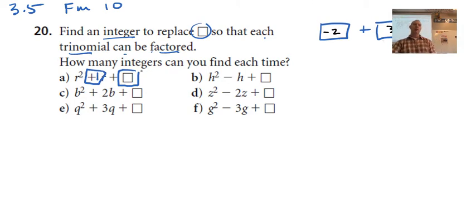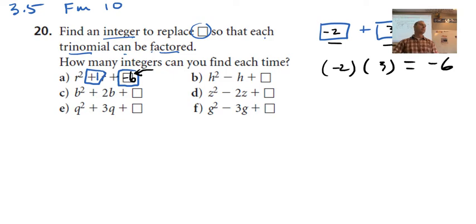So what would this number be then? Because remember, this number here has to be the product of these two. Negative 2 times 3 equals negative 6. So that's one number that could go in the blank. So that one doesn't have to be a positive number? Oh no, this does not have to be a positive number. It could be any integer.